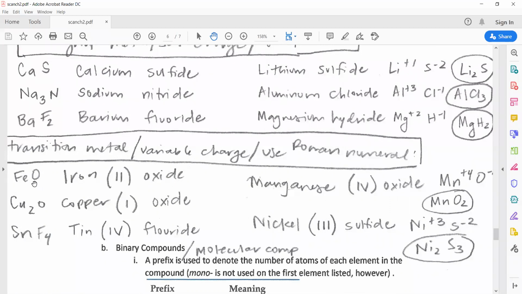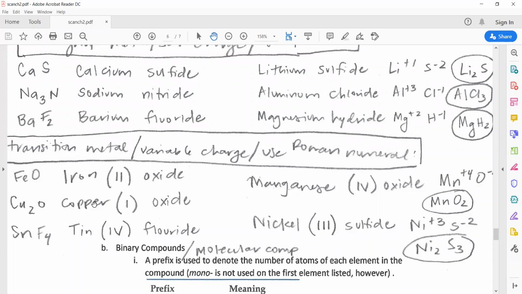So FeO, we would have to go through the process that we saw in the last video, where O is -2, which means Fe must be +2 here. So we would say iron 2 oxide. So the Roman numeral indicates the charge of iron. Similarly, Cu2O, you have a transition metal copper. So you figure out its charge. Oxygen is always -2. Therefore, we need a +2. And so each individual copper is a +1. So copper 1 oxide.